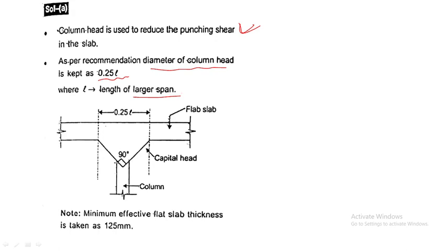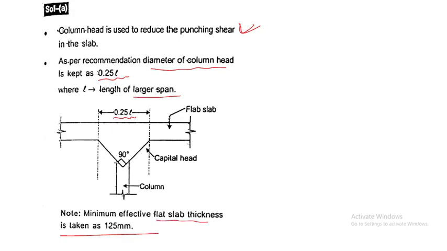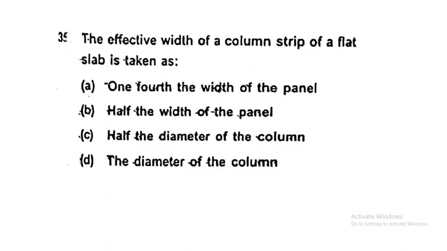By seeing this sketch, we can say this is 0.25 L, this is the flat slab, the capital head, this is 90 degrees, and this is the column. The minimum flat slab thickness is taken as 125. So you have to remember 0.25 times the span length. That is the answer for the given question: the diameter of the column head supporting a flat slab is generally kept 0.25 times the span length. Okay, next question, question number 35.